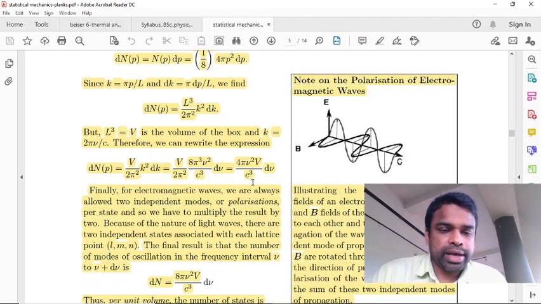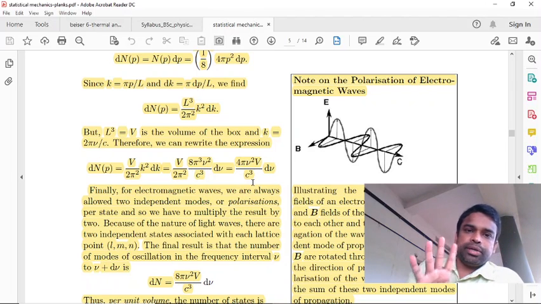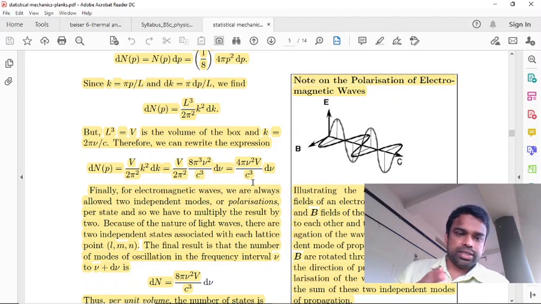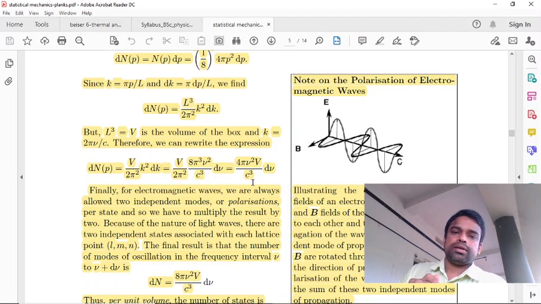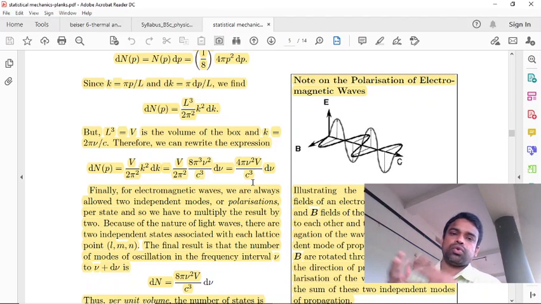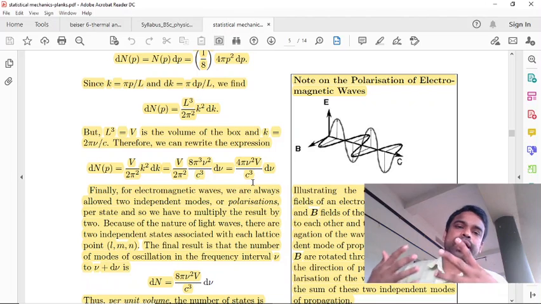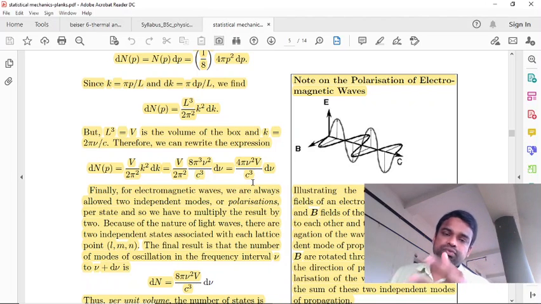For electromagnetic waves we allow only two independent modes, that is a polarization. That is, if we fix the direction of k, then there are only two directions for electromagnetic waves or electric or magnetic fields.